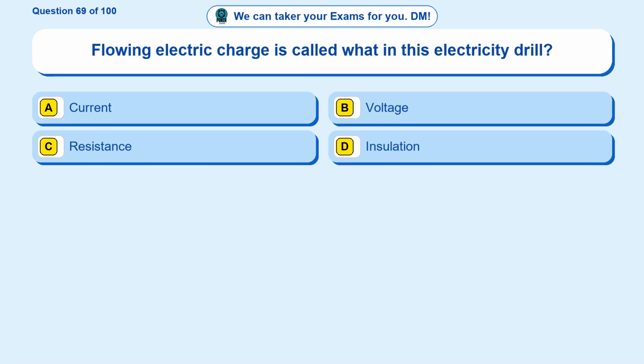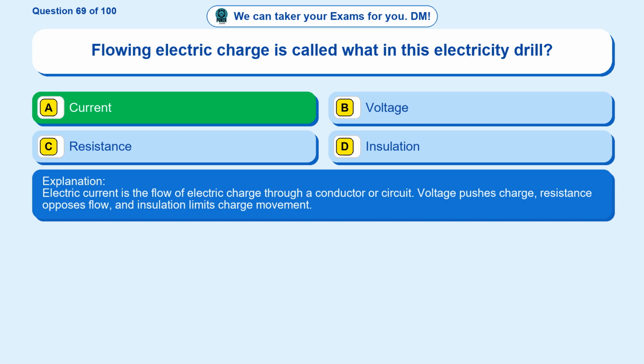Question 69. Flowing electric charge is called what in this electricity drill? Option A, current. Option B, voltage. Option C, resistance. Option D, insulation. The correct answer is option A. Current. Electric current is the flow of electric charge through a conductor or circuit. Voltage pushes charge, resistance opposes flow, and insulation limits charge movement.